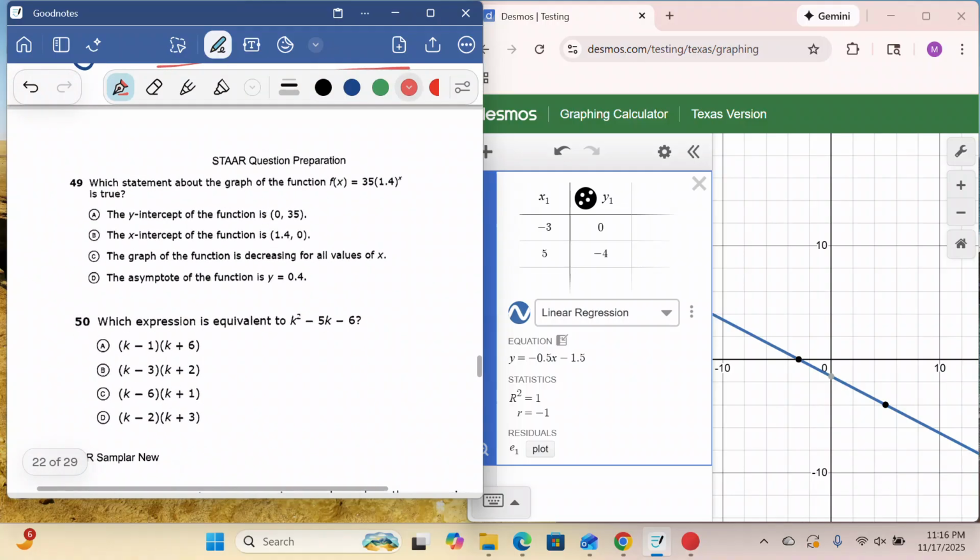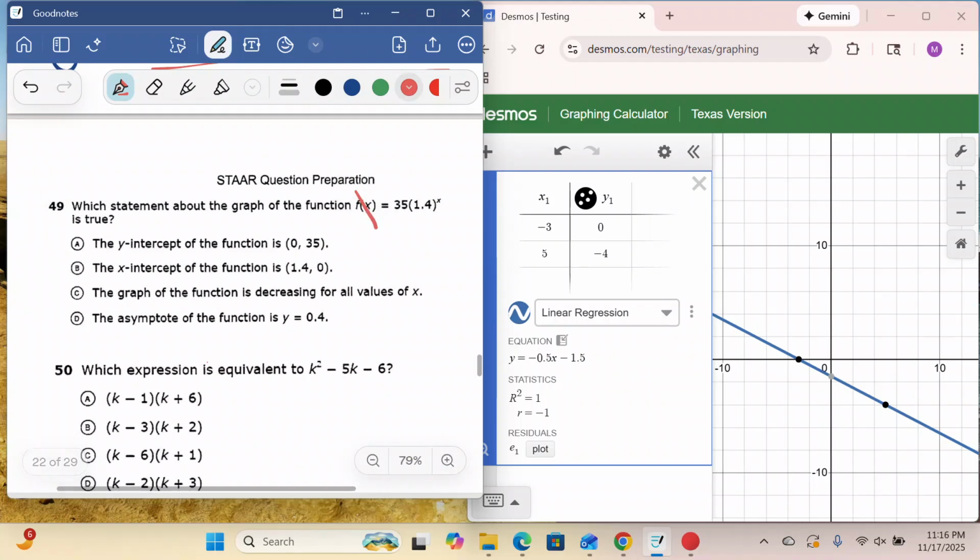The next one is another easy one. So once again, if you look at that one, which statement is true about the graph? All I have to do is input this one on Desmos, and you can go ahead and try it out.